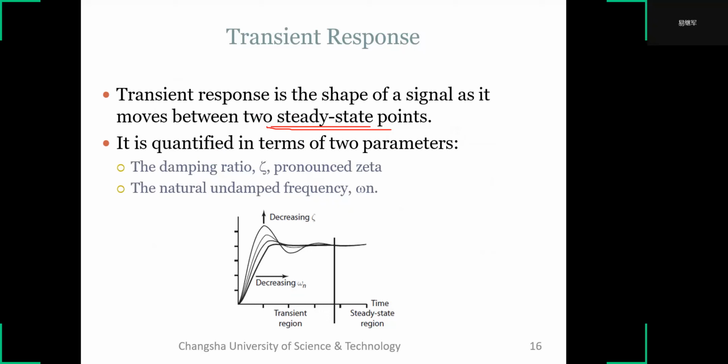The damping ratio, pronounced zeta, and the natural undamped frequency omega n. The damping ratio, or you can just call it the damper zeta. The damper zeta is the key parameter in the response curves.